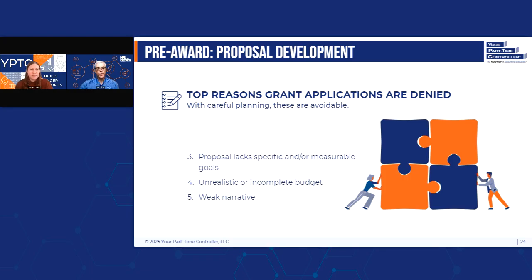Number 2, maybe that would be like misalignment with the grantor's priorities. You're so good at this. Funders want to see a clear connection between their objectives and the applicant's work. And the number 1 reason, drum roll please, has to be failure to follow instructions. Ignoring formatting guidelines, missing attachments, or submitting late can lead to automatic rejection.